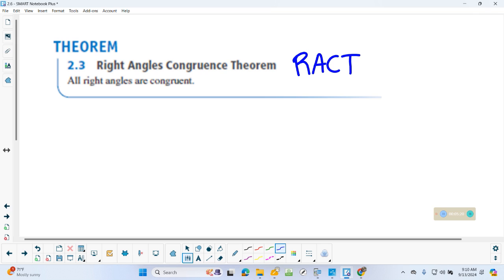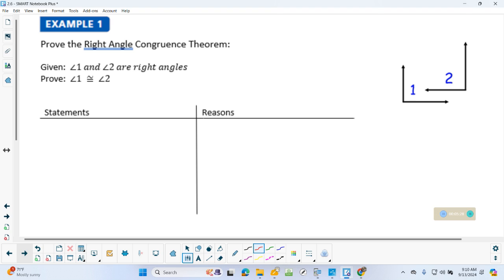Or I like to call it RACT, right angle congruency theorem. You're welcome to write the words out or abbreviate. I'm going to abbreviate, of course. So let's do a proof. Let's practice and show why, because we're just writing proofs now for a long time.